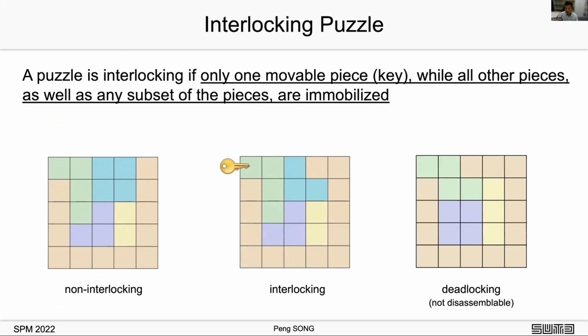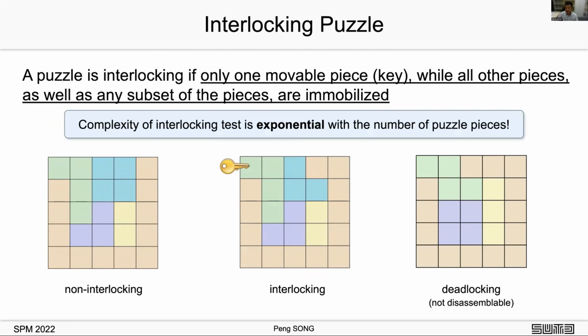The puzzles are also possible to be deadlocking, meaning that the puzzle cannot be physically assembled. From this definition, we can see that the complexity to test mobility of all sub-assemblies has an exponential complexity with the number of puzzle pieces.